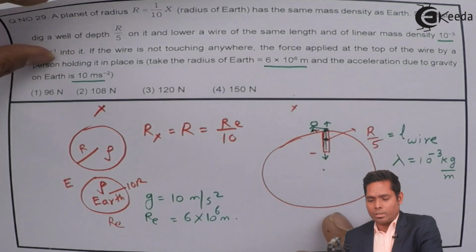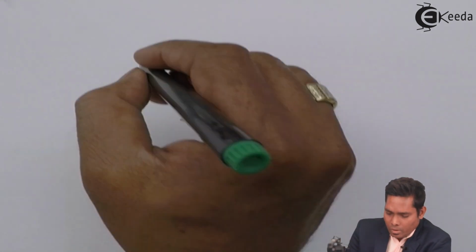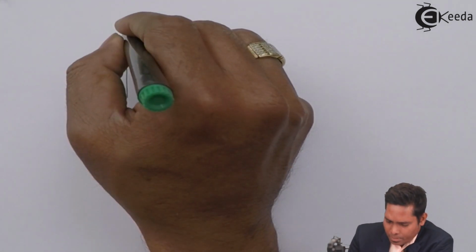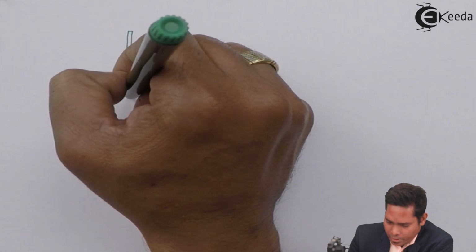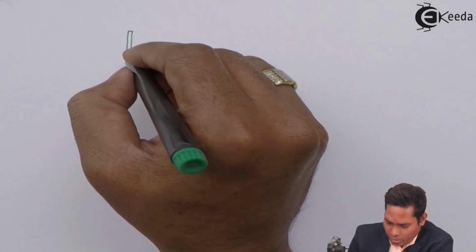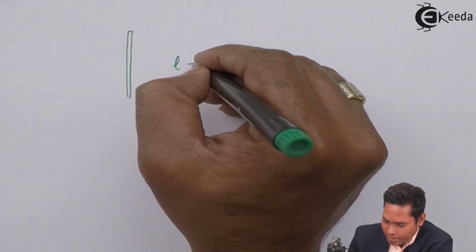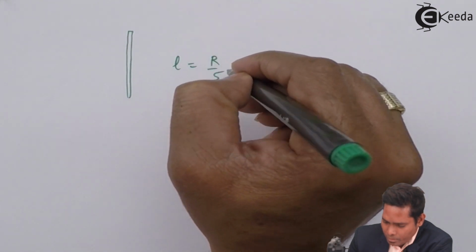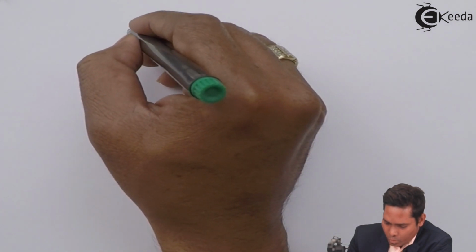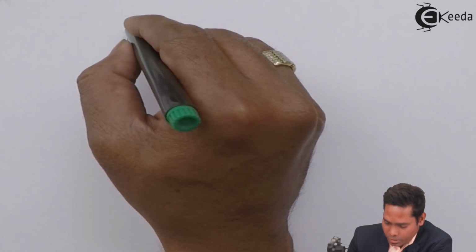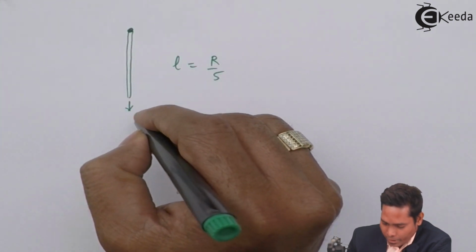Okay, so let us find the weight of the wire. Suppose this is the wire which is suspended in the cavity, and the length of this wire is R by 5. To hold it here, how much force is applied? We have to find the weight of the wire.